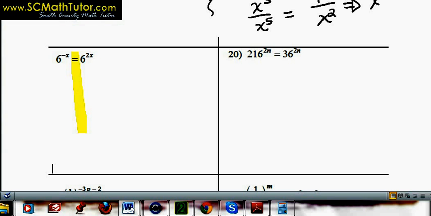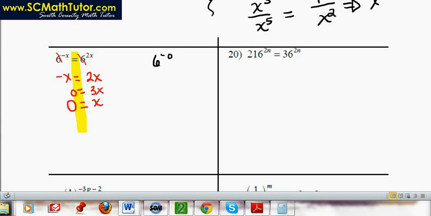And if you have the same base on both sides, you go ahead and drop the bases, and then you just work with the exponents like equations. So these two have the same base, so you just have negative x equals 2x. Okay, let's get all the x's on one side. So 3x equals 0. So your variable x must be 0. Okay, and we can quickly check it.